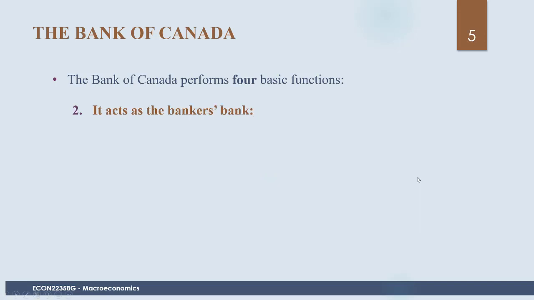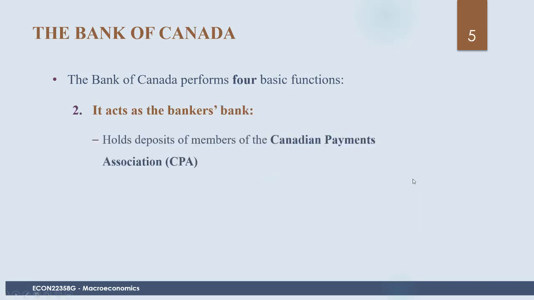The second function is that it acts as the banker's bank. So the commercial banks hold deposits at the Bank of Canada, and they're members of the Canadian Payments Association. And so the Bank of Canada makes advances or loans to CPA members at the bank rate. So that's the interest rate that commercial banks would have to pay.